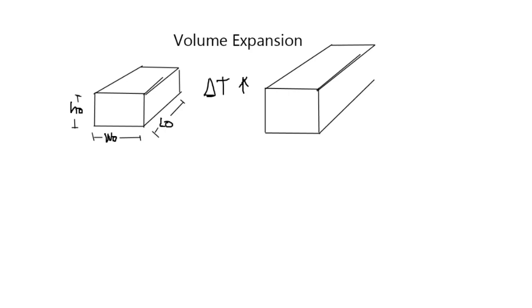So here I'm drawing the things that we need to do. Volume expansion is almost the same as area expansion and linear expansion. So when we apply heat, they will increase in volume. And if we decrease the temperature, the volume will contract and decrease. So temperature affects an object. This is actually my first video on thermodynamics. We will go on with more.